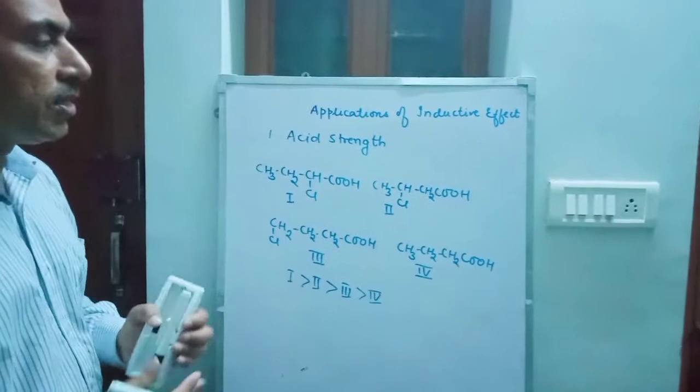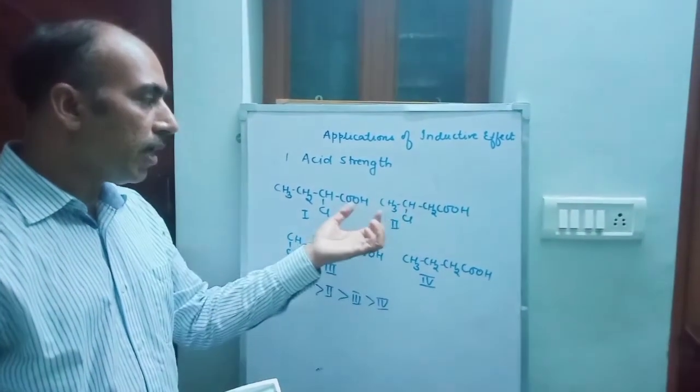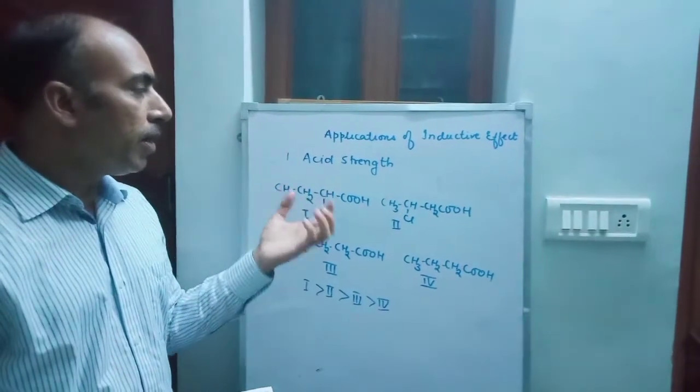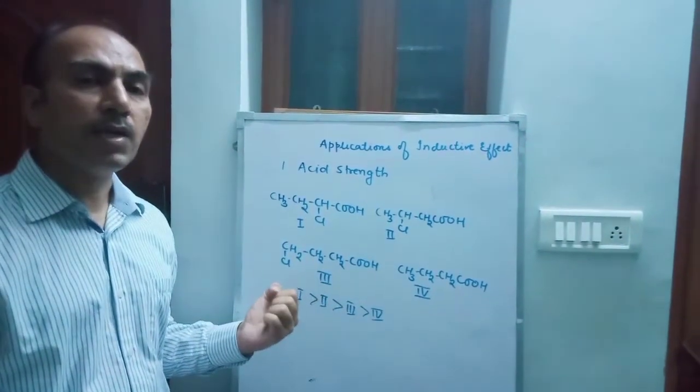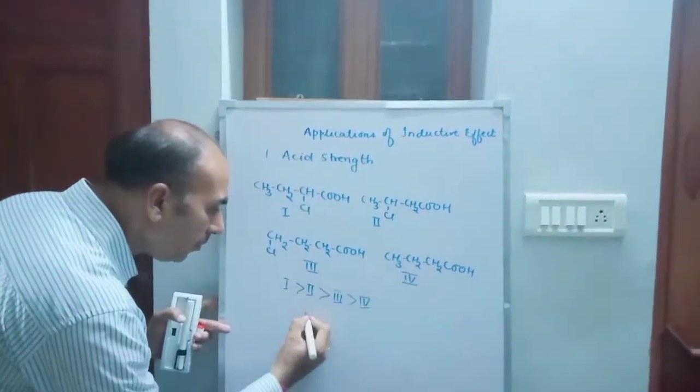From this example we see that for a minus I effect exerting group, as the distance from the carboxylate ion increases, the inductive effect also decreases and acid strength decreases. Similarly, one more example.